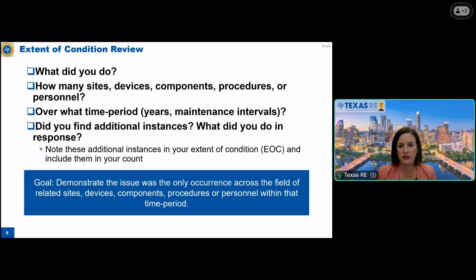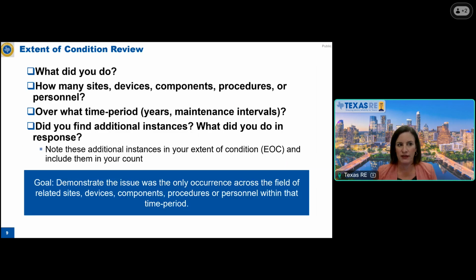Let's move on to the next field that you'll be entering in Align, extent of condition review. Extent of condition review, we often get very, very brief statements, and we want to make sure that everything we get has at least this basic information. First of all, what did you do? That's going to be a word like review or analyze or something like that.